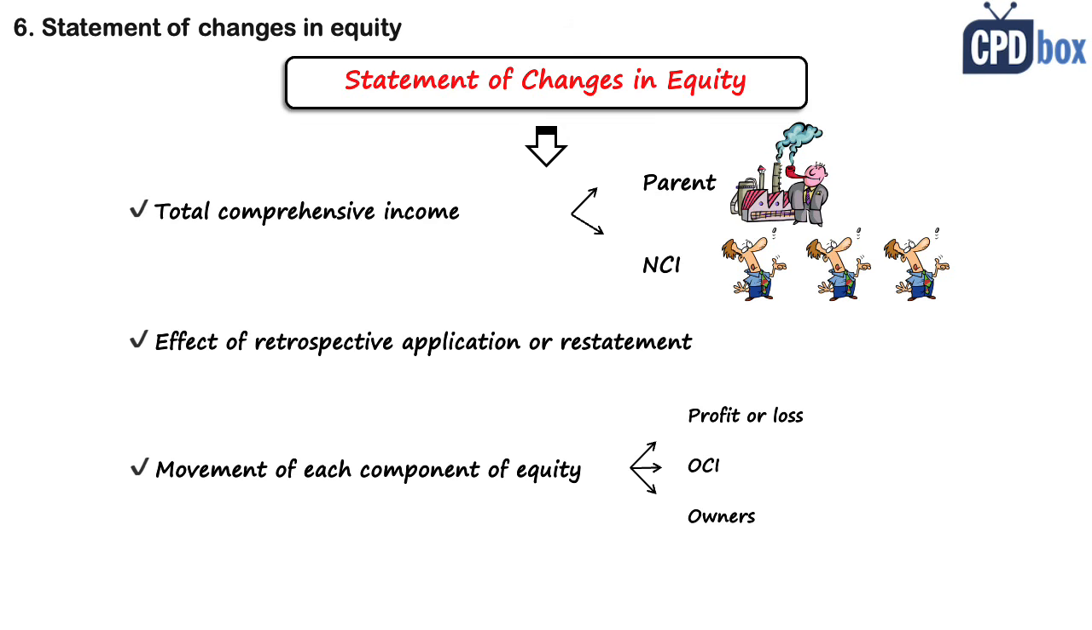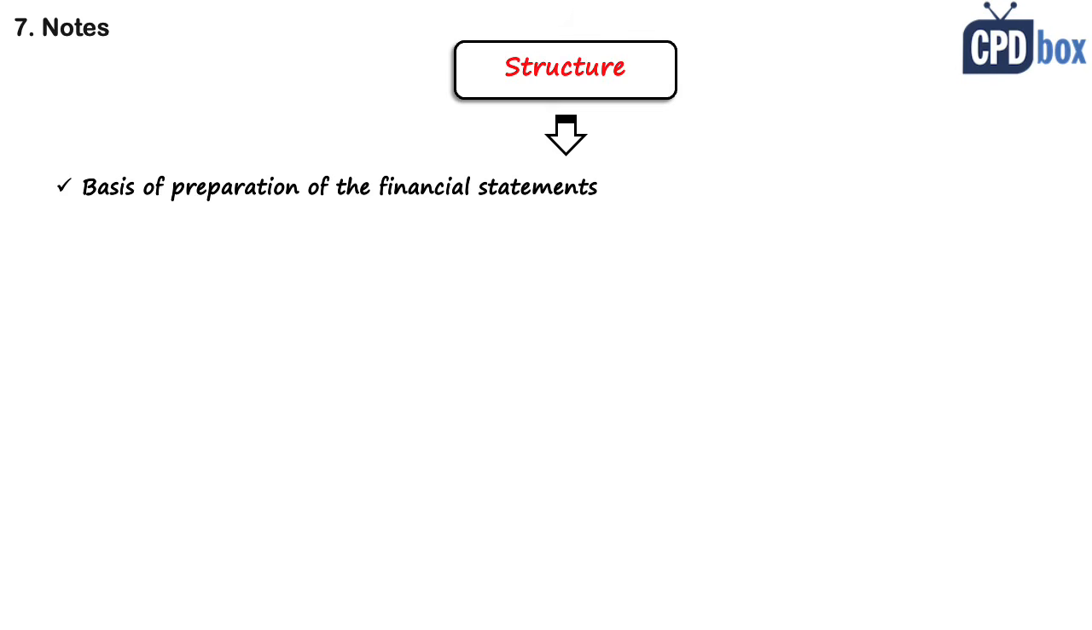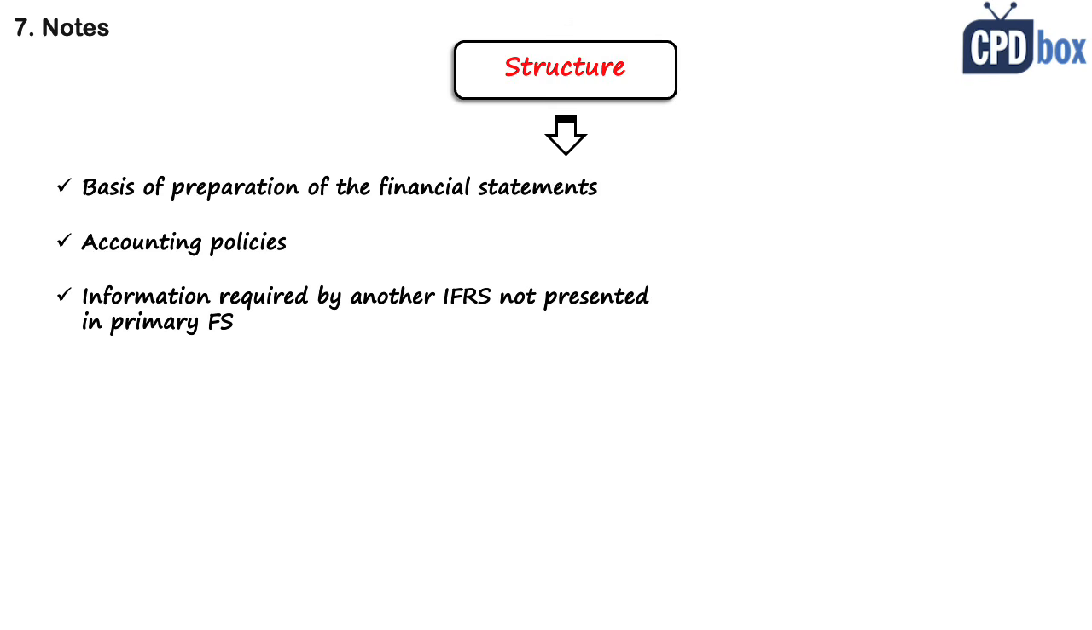Finally, let's take a look at the notes. IFRS 18 makes changes here too, but let's see what should be stated here. First, information about the basis for preparation and accounting policies used, and then information required by another IFRS not presented in primary financial statements. So those are all subtotals and additional information required as disclosures in line with many standards like IFRS 16 for leases or IFRS 9 for financial instruments.